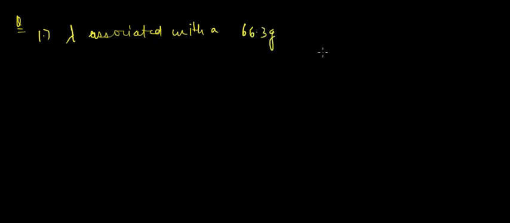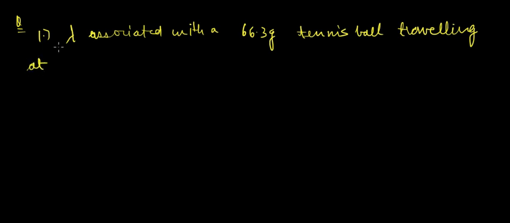Okay, hi guys. So in this lecture, we'll be seeing some of the questions on Heisenberg uncertainty principle, so as to get some practice on the same. So you have to calculate the wavelength of the particle in the following two cases. First, you have to calculate the wavelength associated with a 66.3 gram tennis ball traveling at 50 meter per second.